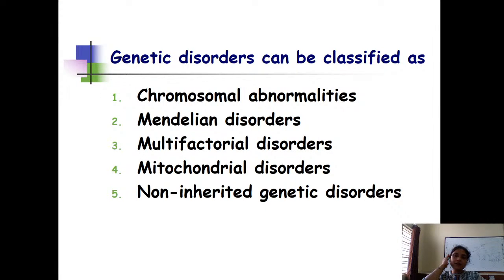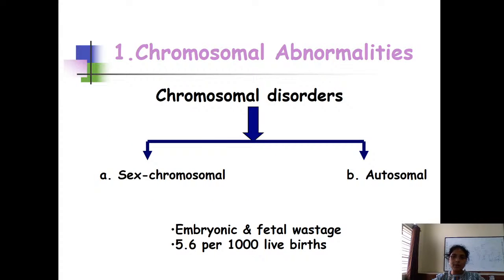Now, coming to the classification. Genetic disorders can be classified as chromosomal abnormalities, Mendelian disorders, multifactorial disorders, mitochondrial disorders, and non-inherited genetic disorders. Now, chromosomal abnormalities. Chromosomal disorders are of two types: sex chromosomal and autosomal.